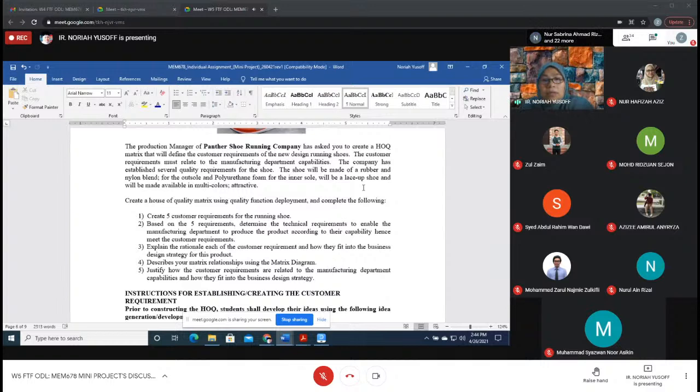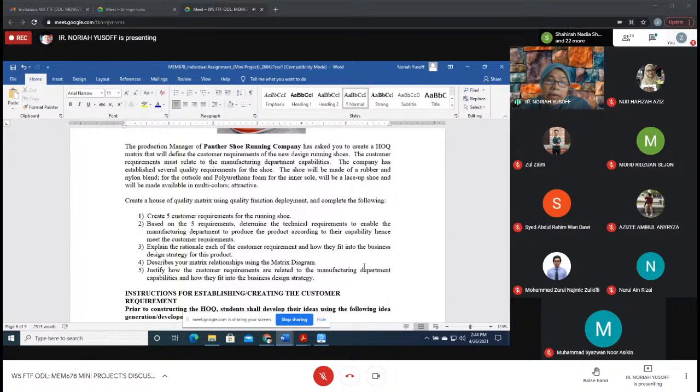So based on the 5 requirements, you have to determine the technical requirements to enable the manufacturing department to produce the product according to their capability, hence meeting the customer's requirements. So explain the rationale of each customer requirement and how they fit into the business design strategy for this product.